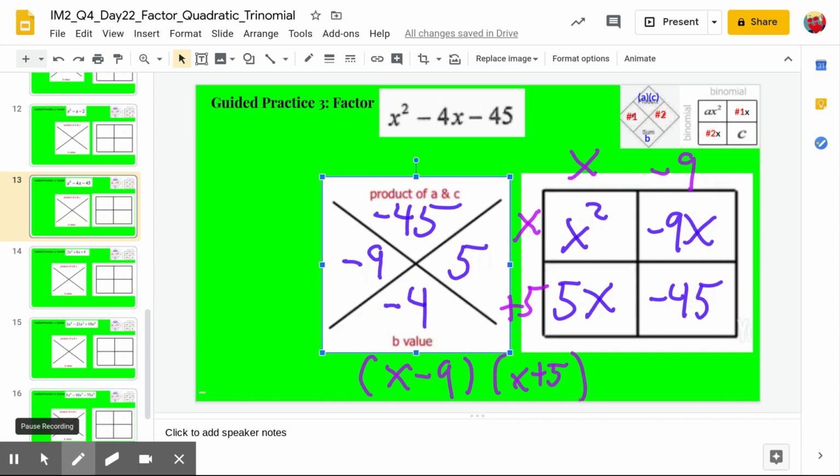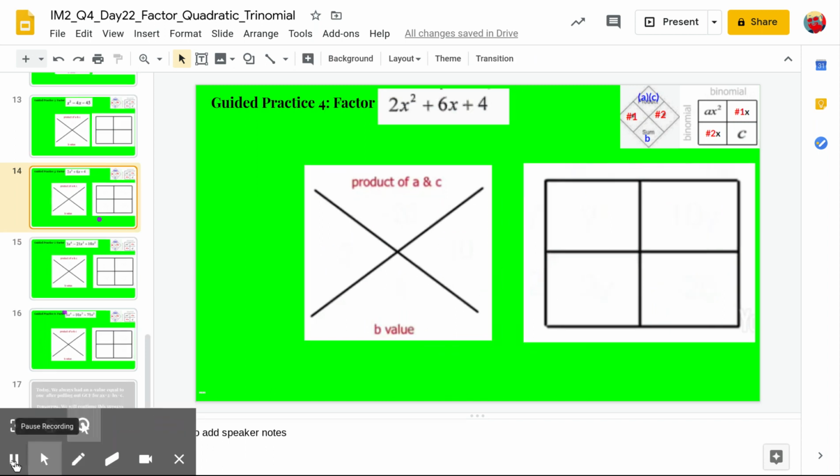So you notice on these first three, we didn't have a greatest common factor to pull out. There was none. The greatest common factor was always 1, and that's not a GCF. It has to be something other than 1. So now we're going to do a couple where you have to pull out the greatest common factor first.